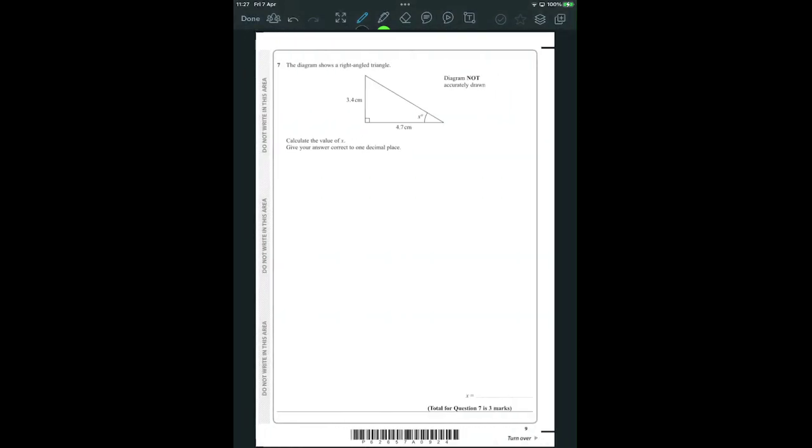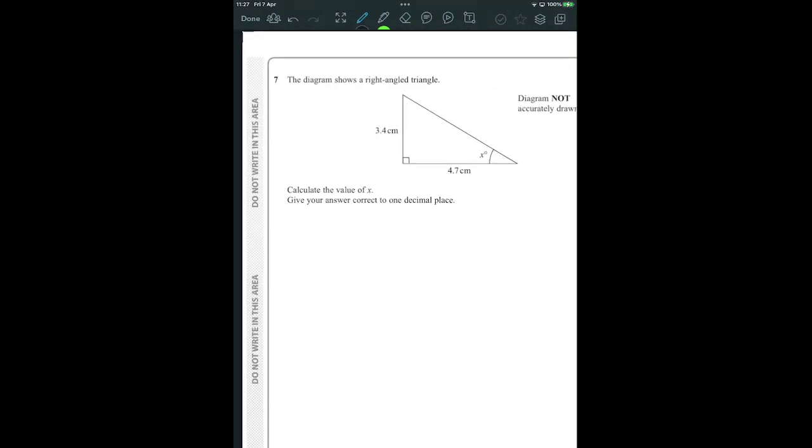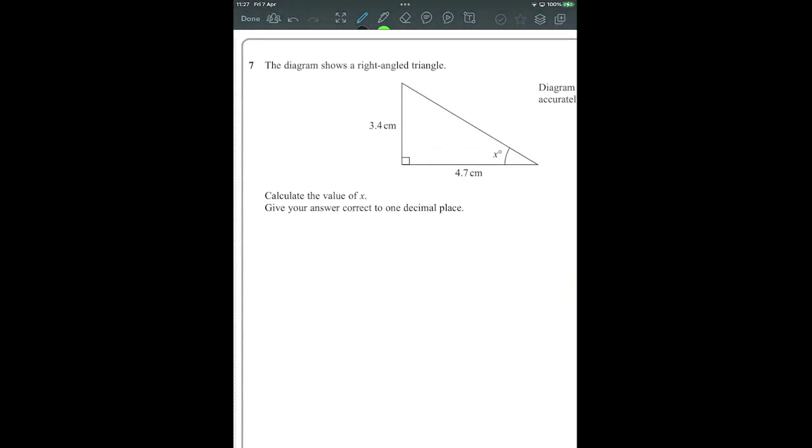Question 7. Immediately this is shouting trig to me, SOHCAHTOA. Find the value of x. Nothing fancy going on here. Let's try and use our SOHCAHTOA. Let's label our sides. There's our opposite to the angle x. There's our adjacent to the angle x. I'm not going to label my hypotenuse because I don't care about it. So therefore we're using tan.